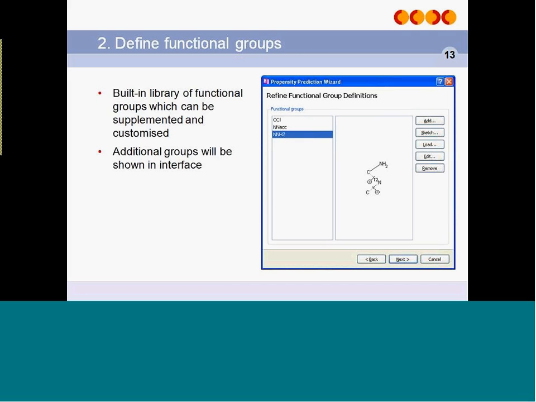Now the tool already has a library of about 90 functional groups, and it will try to match up its library of functional groups with the donor and acceptor atoms that are present. You can also sketch your own functional group definitions, and you can add those to the library, or you can edit the existing functional group definitions. And so it can be very flexible in how those functional groups are defined, and you can ultimately control the functional groups which are in the library.